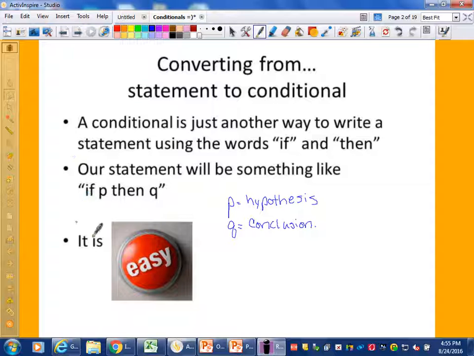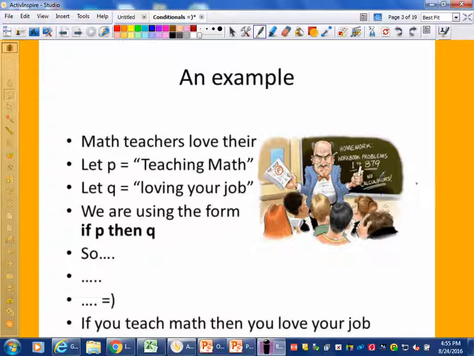So, it's very easy to make an if-then statement from a statement that you're already given. For example, if I was given the statement, math teachers love their job, my P would be teaching math, the Q would be loving your job. So we're using the form if P then Q, so the answer would simply be if you teach math, then you love your job.